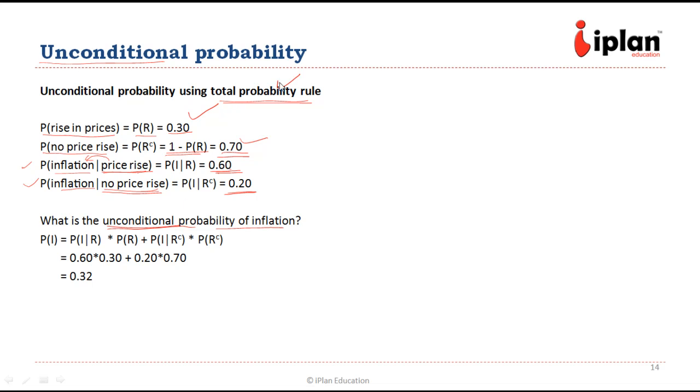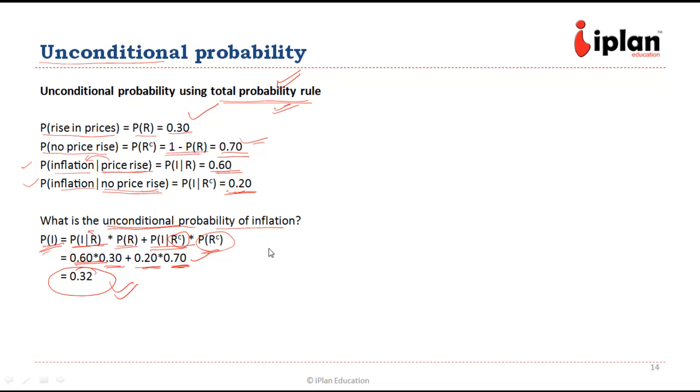So since we are using the total probability rule, we are covering all the cases. So P(I) is equal to probability of inflation given rise into probability of rise plus probability of inflation given there is no price rise into probability of no price rise. So we have all these values. I given R is 0.6, probability of R, rise in prices, is 0.3, probability of inflation given no price rise is 0.2, and probability of no price rise is 0.7. So if we calculate, we get 0.32, which is the unconditional probability of inflation. It's coming from the total probability rule. So this is how we can calculate for any event the unconditional probability given that all related cases are given.